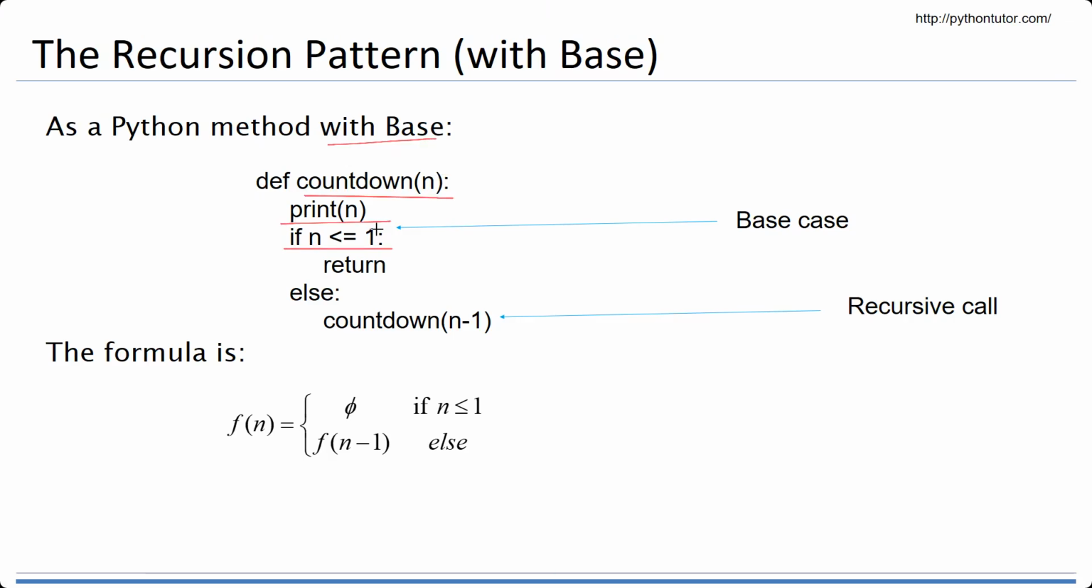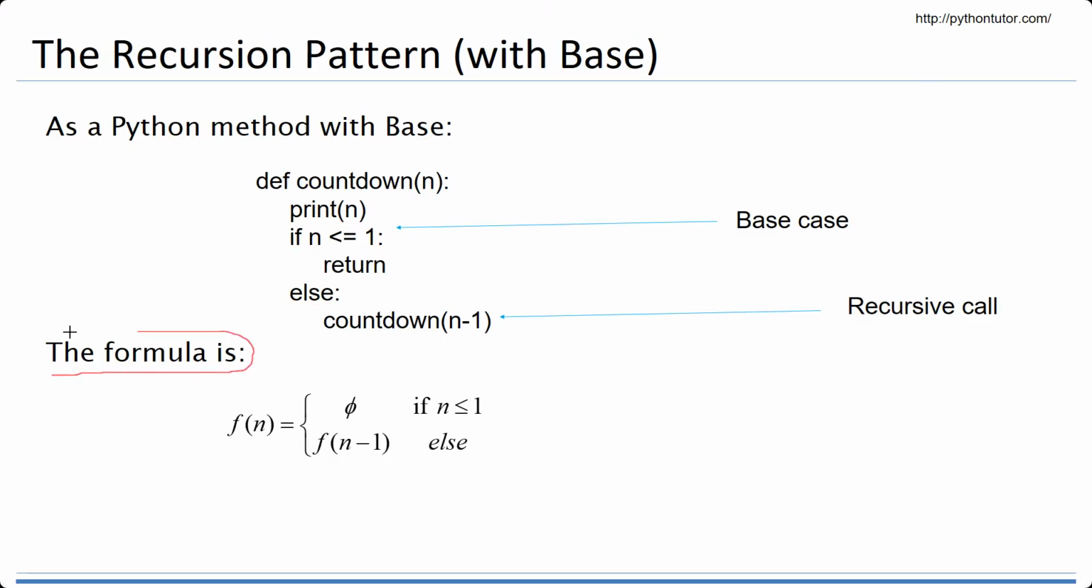Now let's look at the condition. If n is less than or equal to 1, then return. This return means we just stop. Otherwise, let's do the recursion, because this is the recursive call.